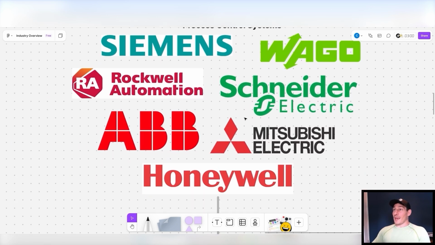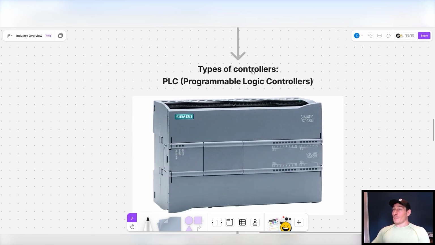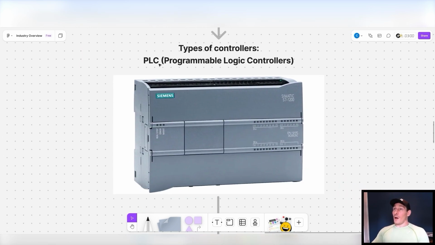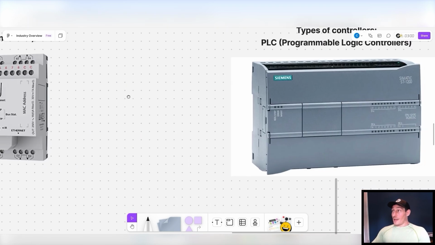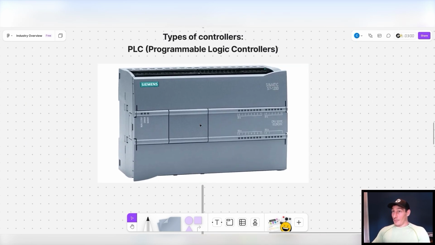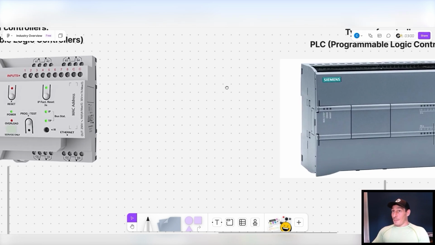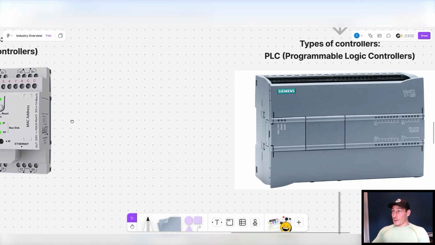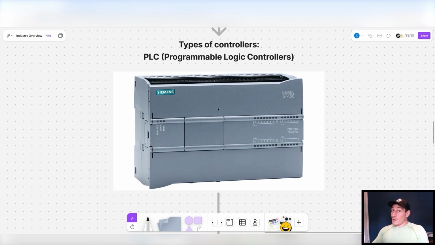The reason being is because the types of controllers that get used are also PLCs, programmable logic controllers. So here's a Siemens example. You can't actually see the inputs and outputs on this one because they're covered by this flap, this cover, but it's the same thing. Inputs and outputs, inputs and outputs. It's all the same thing.